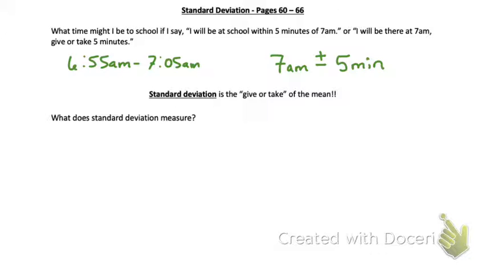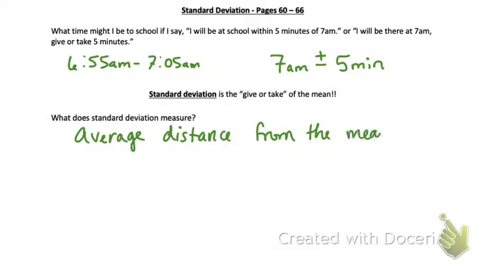So standard deviation measures the average distance from the mean. Standard deviation is the average distance from the mean. It's literally an average. It is the average deviation from the middle of a distribution, the mean of that particular distribution. So here's the way that you find standard deviation.